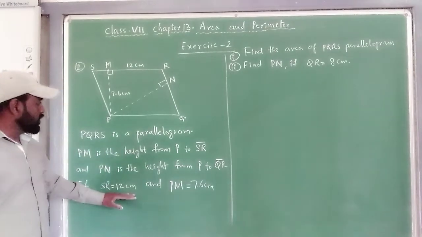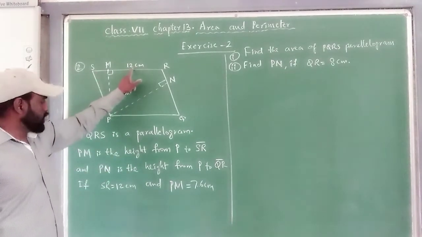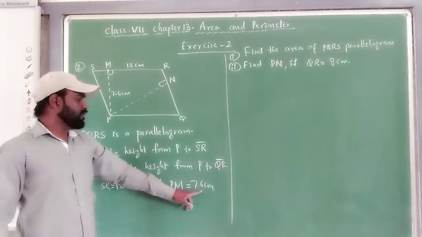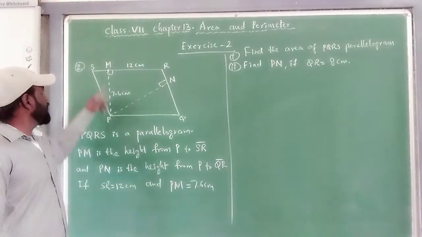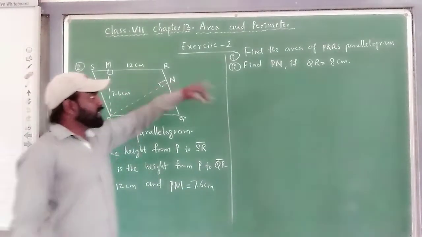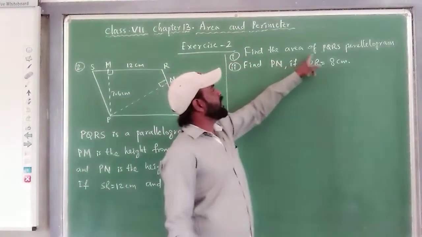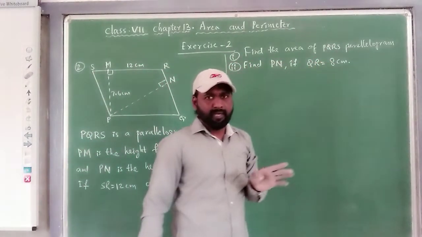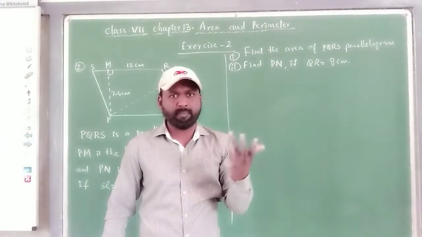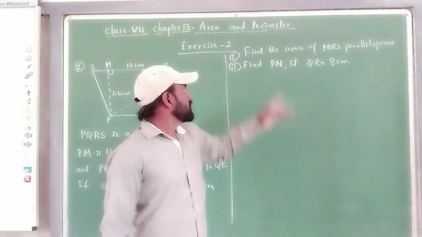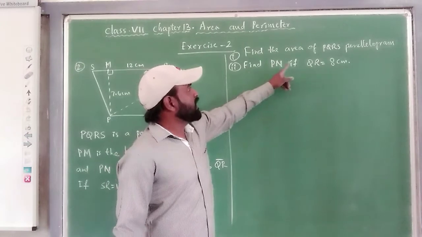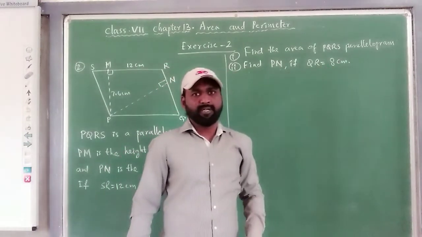If SR is equal to 12 centimeters and PM is equal to 7.6 centimeters, then we need to find two things. What is that? First one, find the area of the parallelogram PQRS. Then second one, find PN if QR is equal to 8 centimeters.